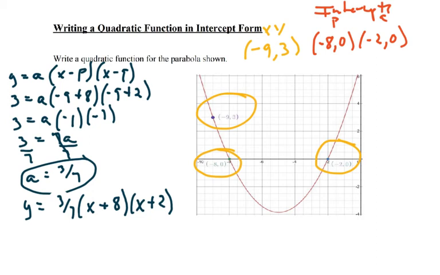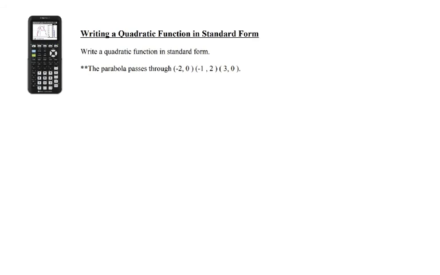All right, our last example is interesting. This last example, you'll notice that all we know are 3 separate points, but it does tell us that this one we're doing in standard form. So let's remind you what that is. Standard form is y equals a times x squared plus bx plus c.